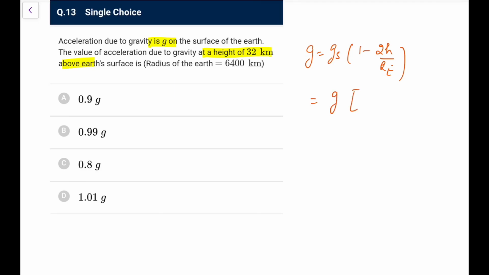So g at this height you can write like this: 1 minus 2h, where 2h is 32 and this is 6400, so it is 1 by 100, so it is 0.99 g. That means it decreases by 1% as we go to a height of 32 kilometers.